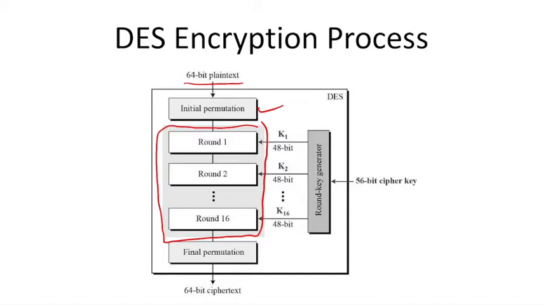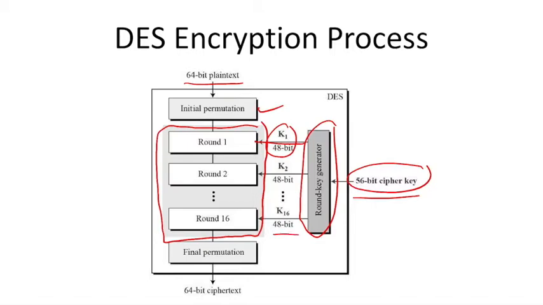And then on the right, you can see that for each round, we are also passing this 48-bit round key. Again, these round keys are generated from this 56-bit symmetric cipher key. This is the initial key that both sender and receiver keep secret, so this is also a shared key. DES has its own round key generation algorithm, which takes this 56-bit symmetric key and expands that into 16 round keys.